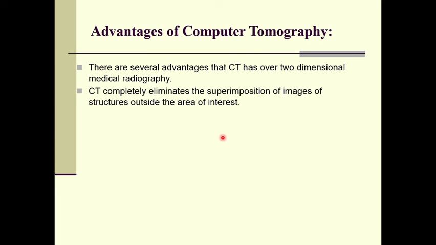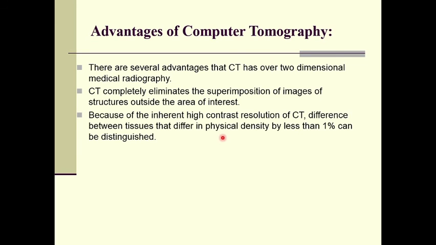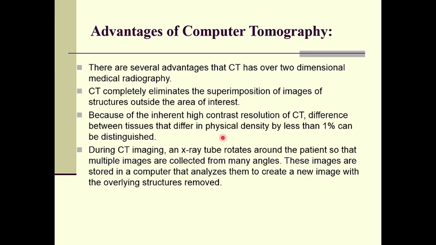CT completely eliminates the superimposition of images of structures outside the area of interest. Because of the inherent high contrast resolution of CT, differences between tissues that differ in physical density by less than 1% can be distinguished. During CT imaging, an X-ray tube rotates around the patient so that multiple images are collected from many angles. These images are stored in a computer that analyzes them to create a new image with the overlying structures removed.